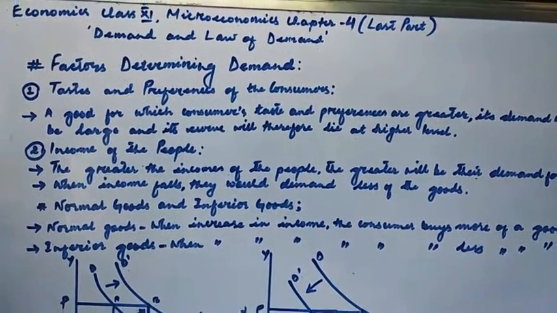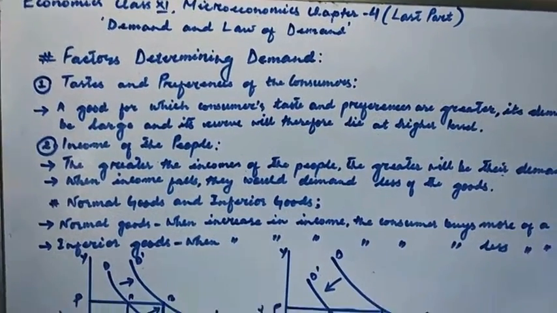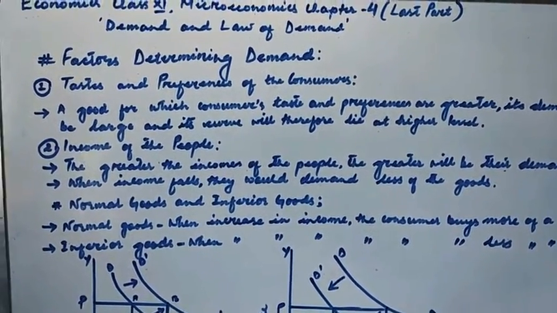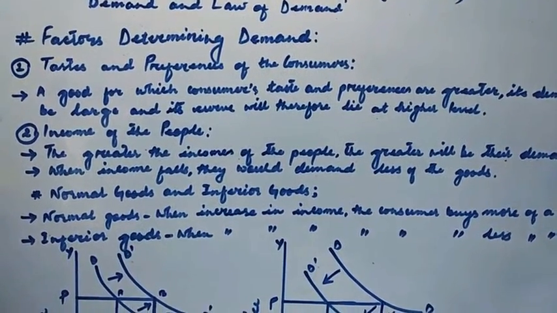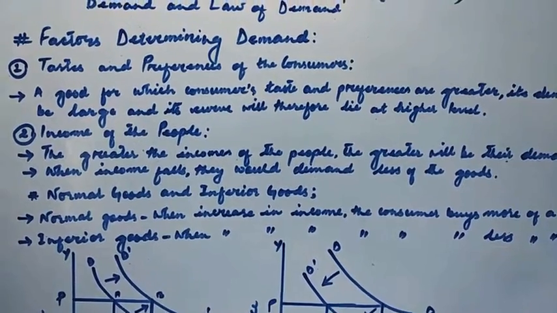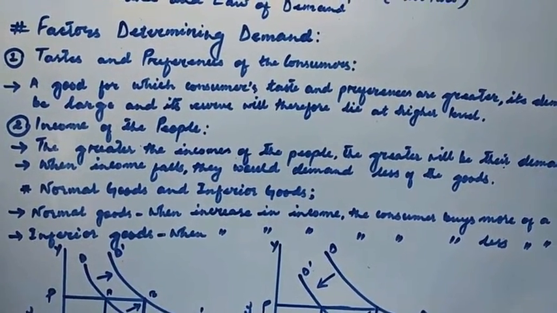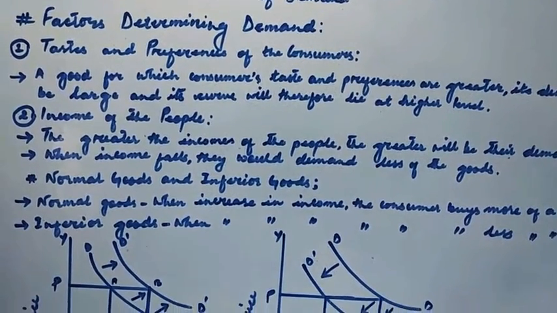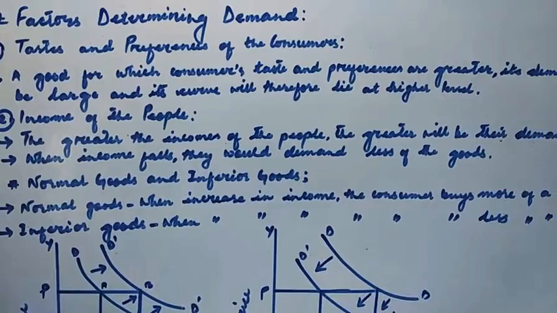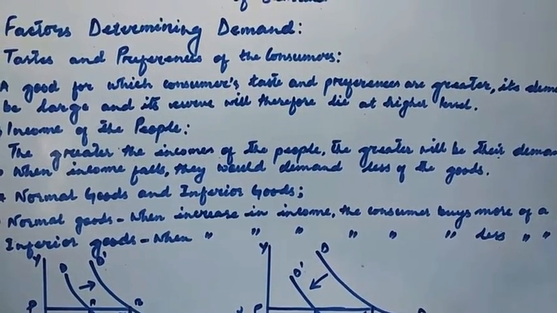So the last part of chapter number 4, we are going to discuss the factors that are determining the demand. In the previous lecture, we have explained how demand for a good changes as a result of changes in price. The demand schedule and the law of demand state the relationship between price and the demand for that commodity, assuming other things remaining the same.